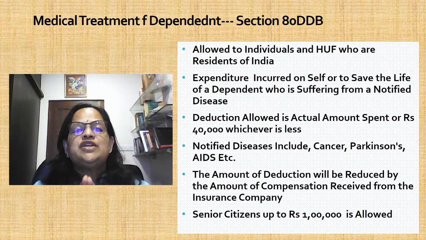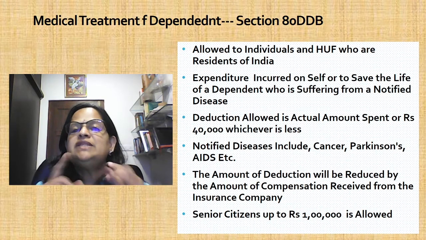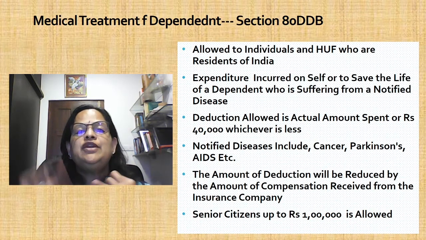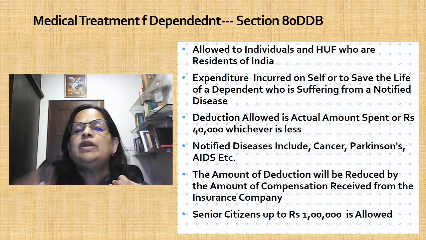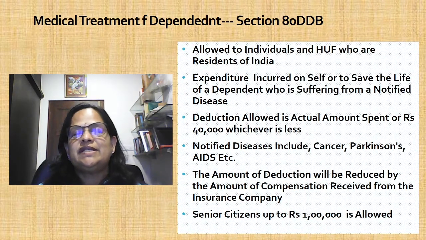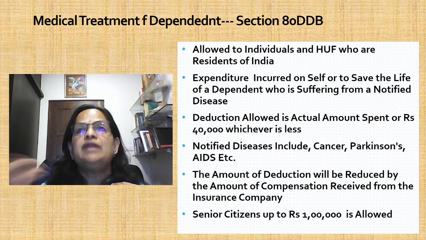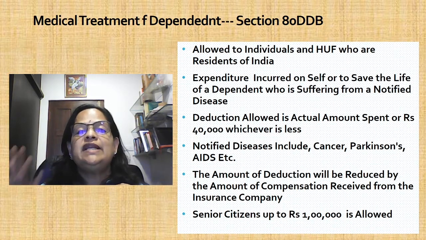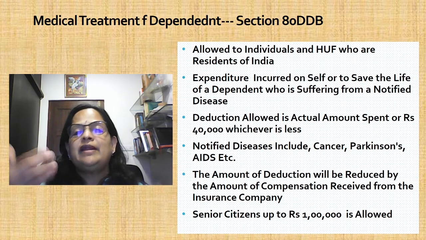The first section is medical treatment of dependent. You have to remember, this is allowed to individuals and HUF who are residents of India. Please remember that if you are a resident, then only you are eligible to get this. Individuals and Hindu undivided family are eligible to claim this. Next, expenditure incurred on self or to save the life of a dependent who is suffering from a notified disease. It can be parents, a brother or sister who is not married and living with the assessee, or the own children who are physically differently abled. Then you can claim this deduction.